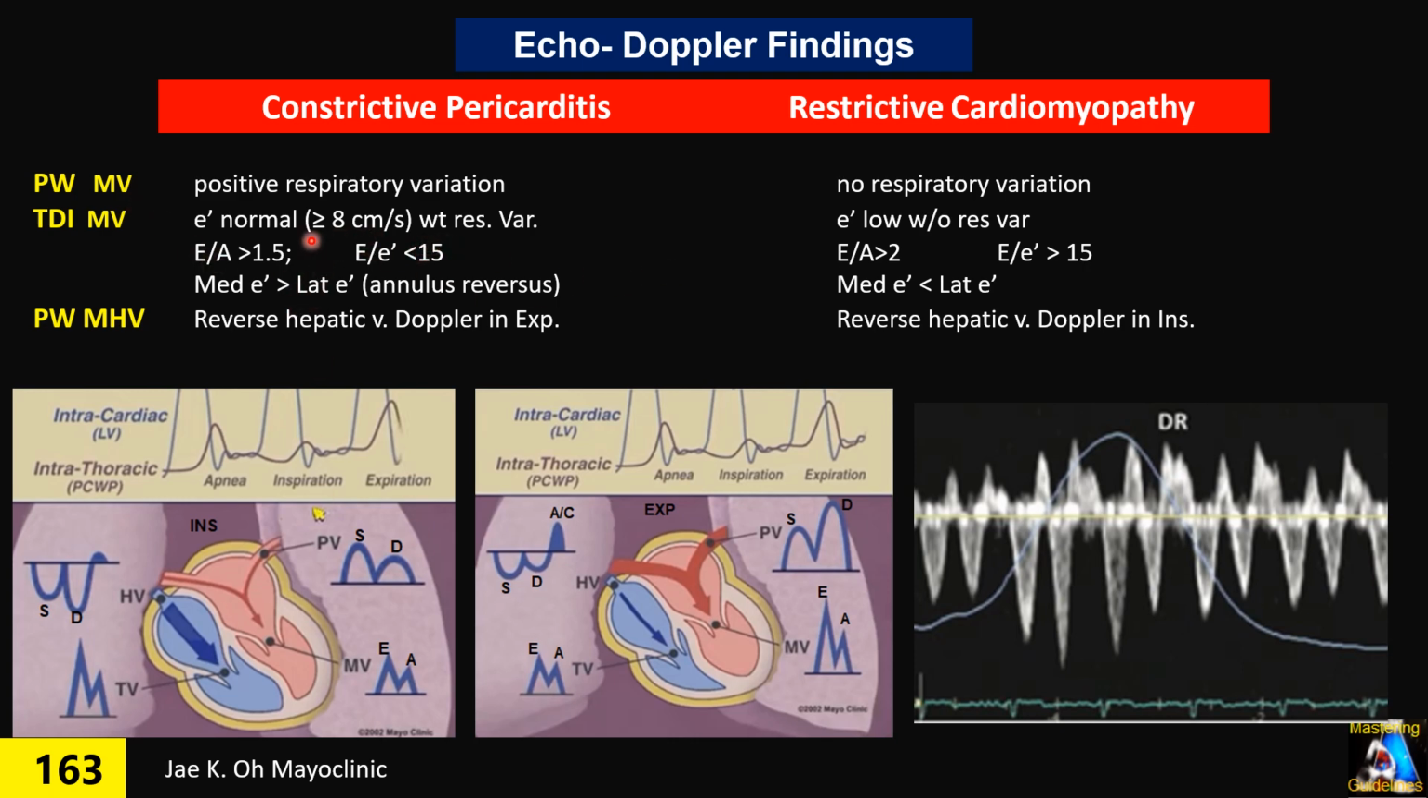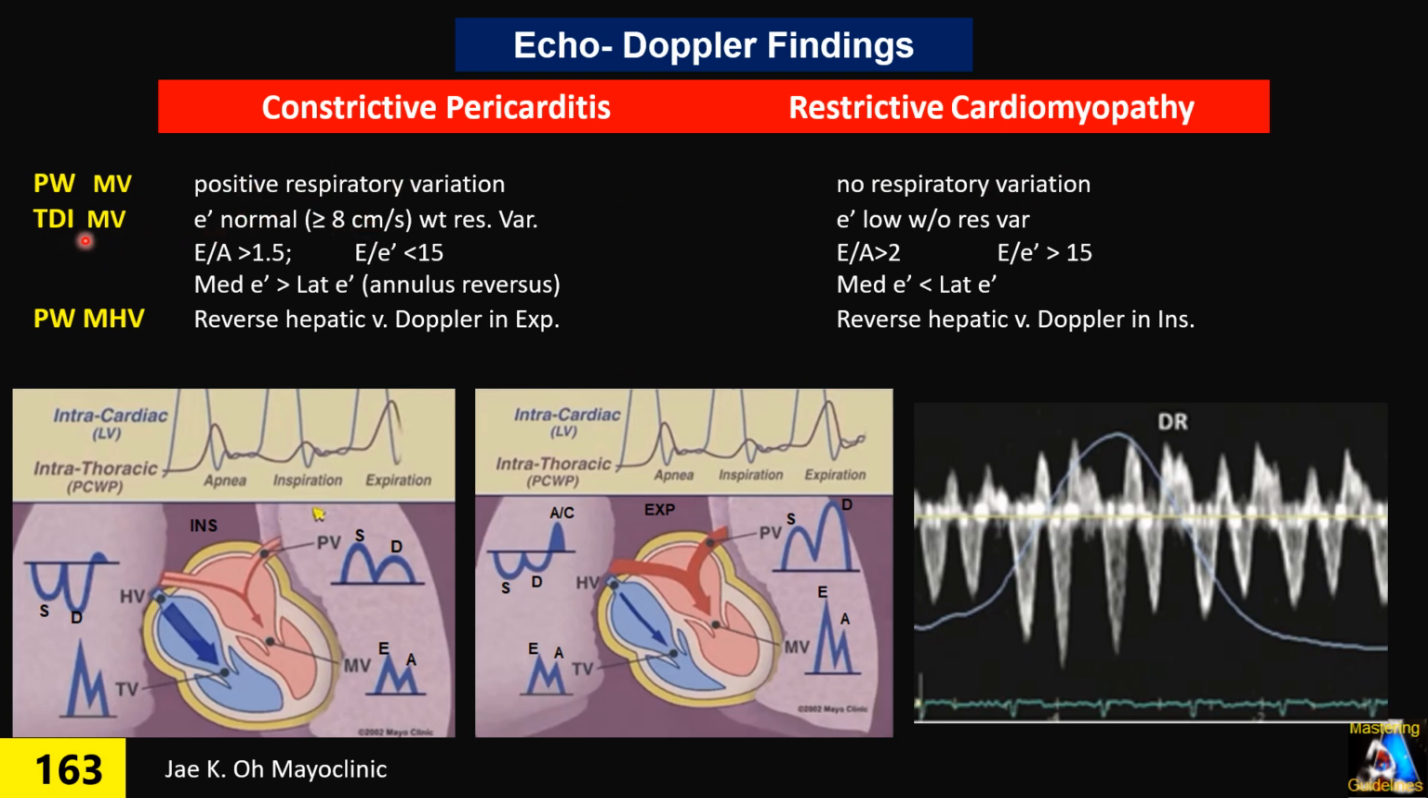First of all, in 80% of patients with constrictive pericarditis, this respiratory variation is positive, meaning more than 25% change in the E velocity during inhale and exhale. I explained in another lecture how we do it technically; you can go check it out. But in restrictive cardiomyopathy, we don't have positive respiratory variation. It's normal changes, less than 10%, or 5 to 10%.